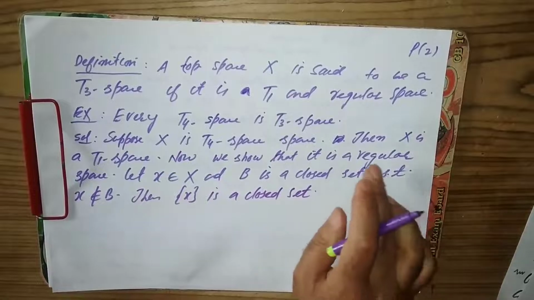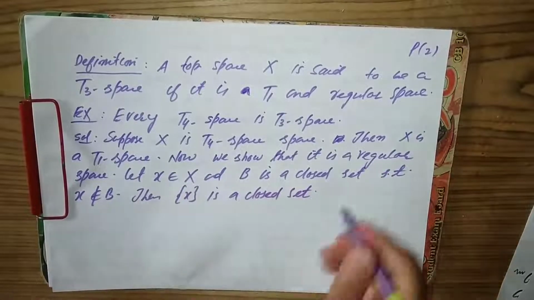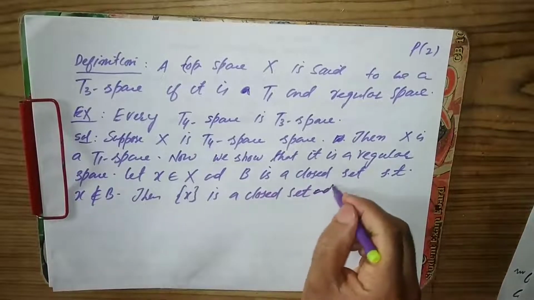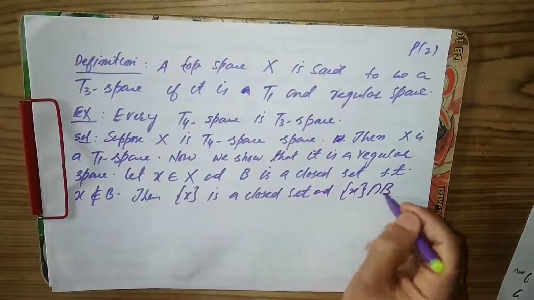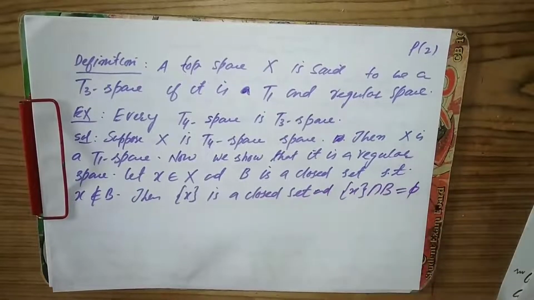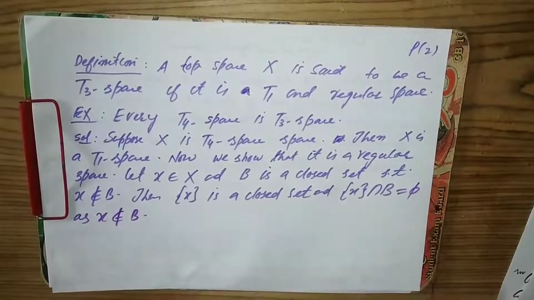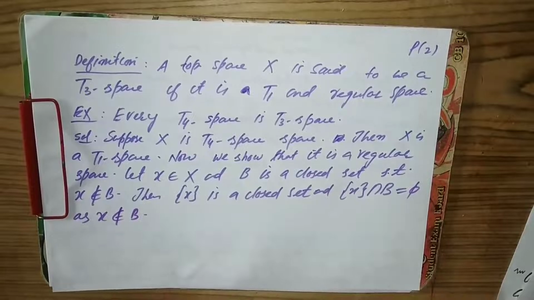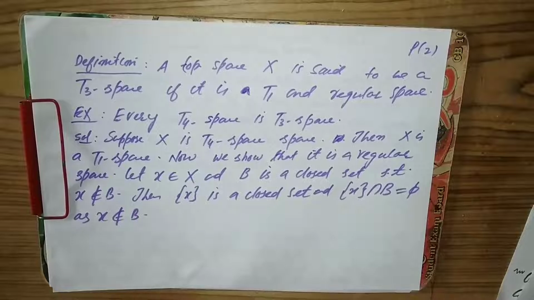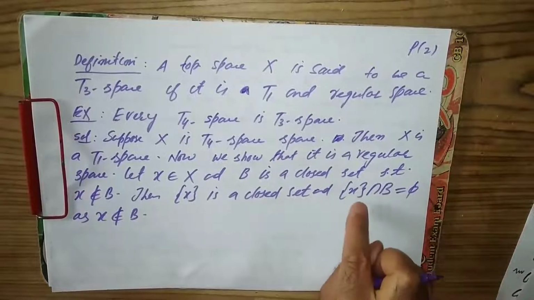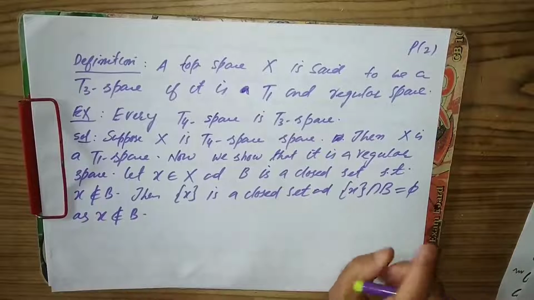Because X is a T1 space, and in a T1 space every singleton set is a closed set. Then this is a closed set and it is disjoint from B, because X is not in B. And the topological space is a T4 space. By definition of a T4 space, any two disjoint closed sets can be separated by disjoint open sets. So the singleton set {X} and B are both closed and disjoint, therefore they can be separated by disjoint open sets.